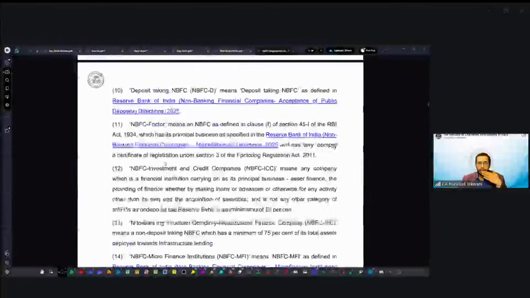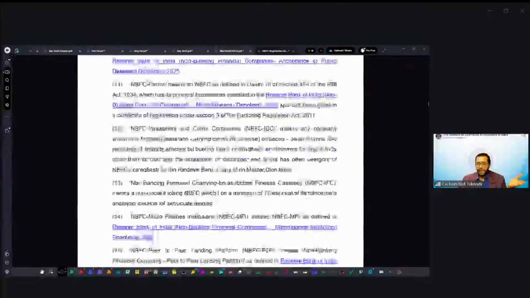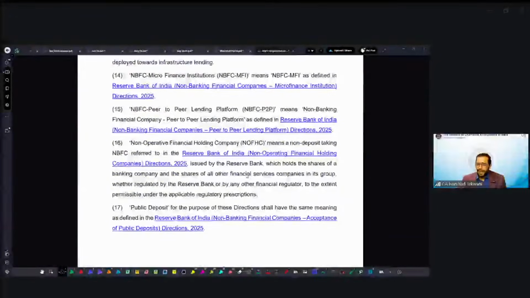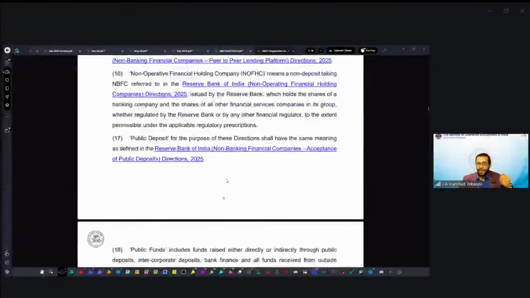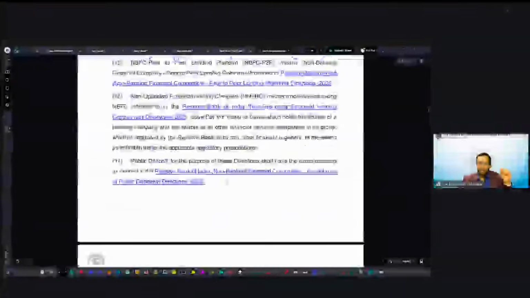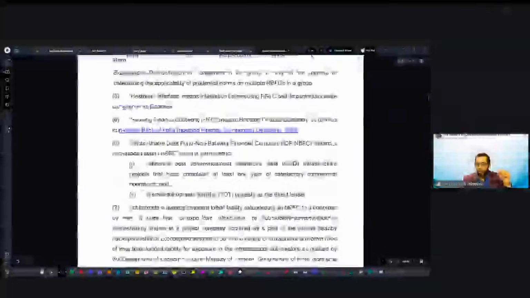Let's say NBFC financial company acceptance of deposit directions 2025. Okay, there are directions for that, peer-to-peer lending. So if there is lending for one NBFC, then there will be acceptance for another NBFC. Again, acceptance of public deposit directions. A lot of things are there in that. So I would not say it is only about lending. It is both.